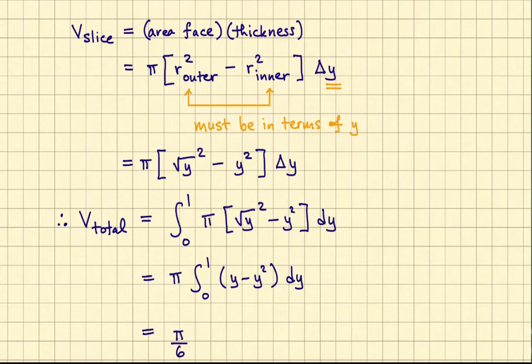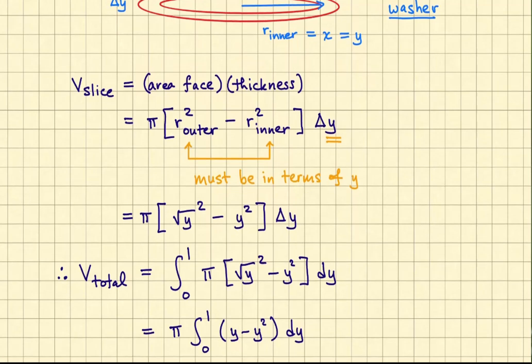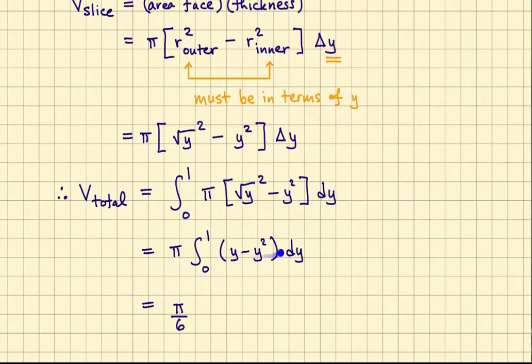So when you simplify this, we get the square root of y squared is y, and then this was already just a y squared, and we have a straightforward integral here that you can do on your own to get pi over 6.